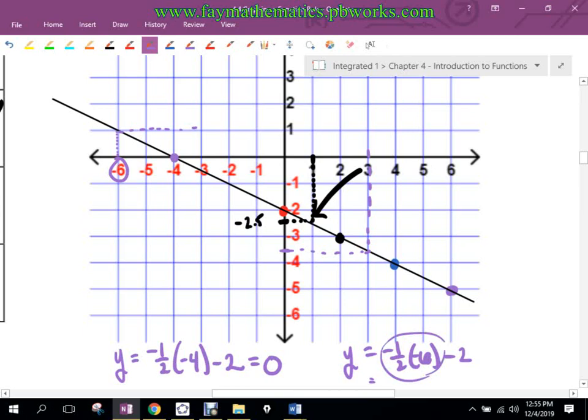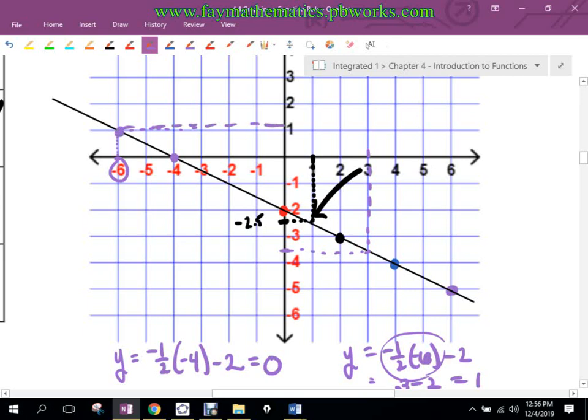Negative times the negative is positive, right? Yeah. Half of 6 is 3. What's 3 minus 2? 1. Is that the y value right here of 1 that we're seeing on that line? That kind of makes sense to everybody?